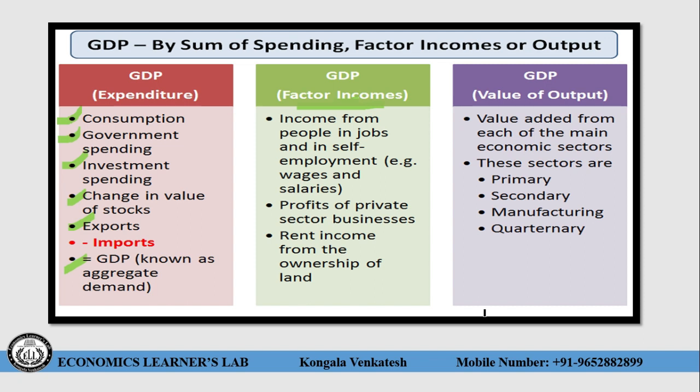If you want to get national income in the income approach, you sum up wages plus salaries plus profits plus rent. That is GDP in the income approach. If you want to get national income in the output approach, you sum up primary sector production value, secondary sector production value, and service sector production value. Then you will get GDP in the output approach. So this is a simple explanation of the GDP expenditure method, GDP income approach, and GDP output approach.